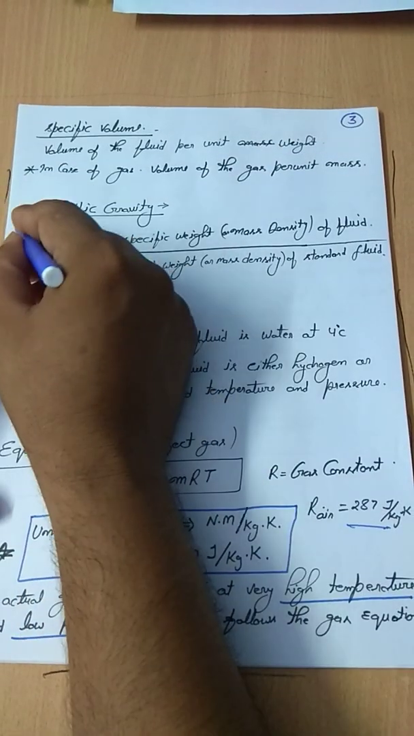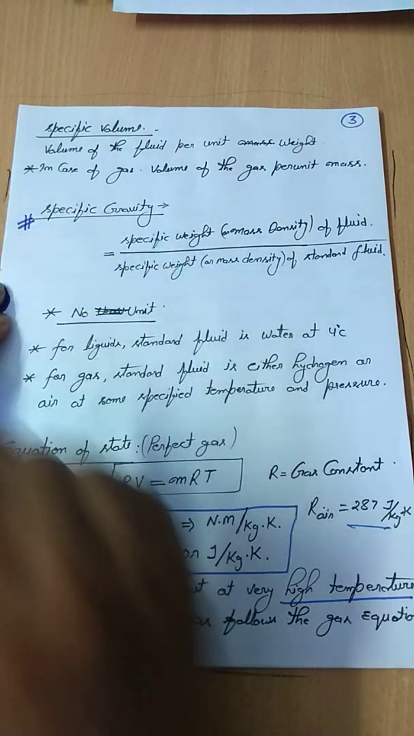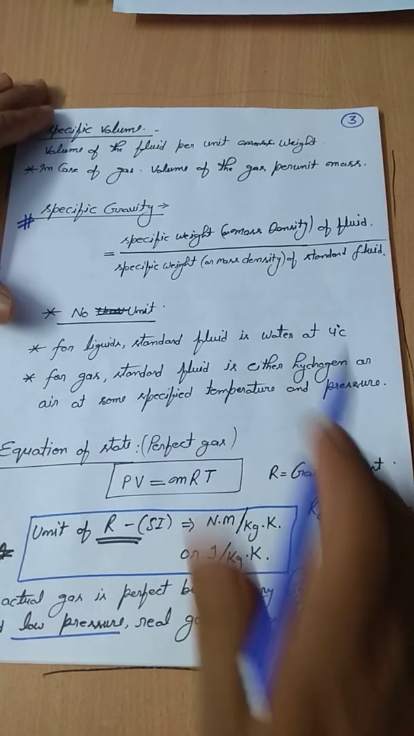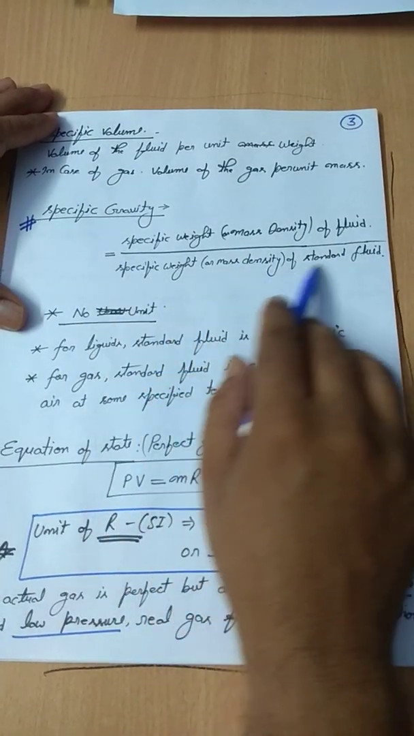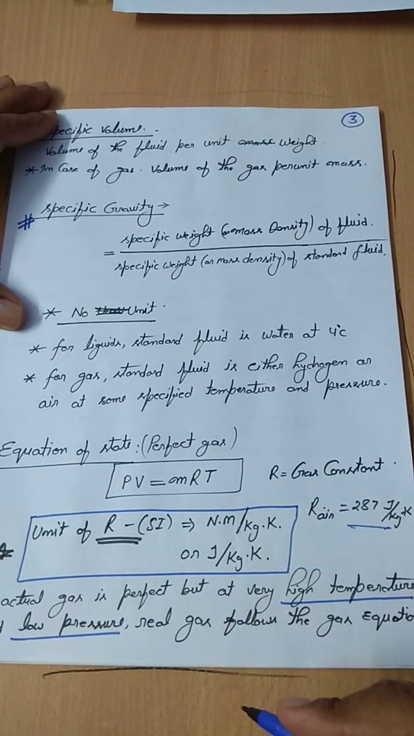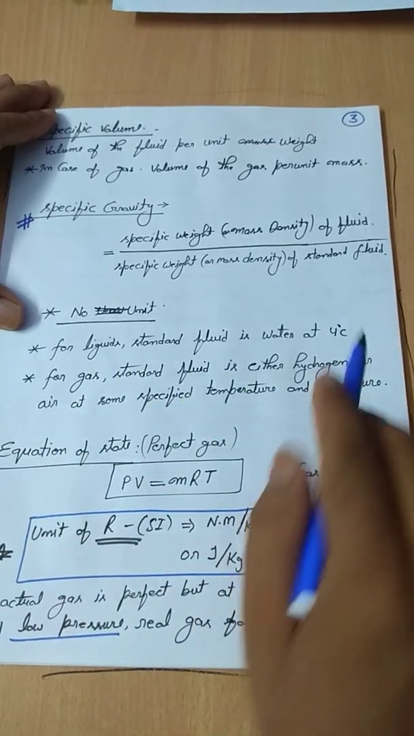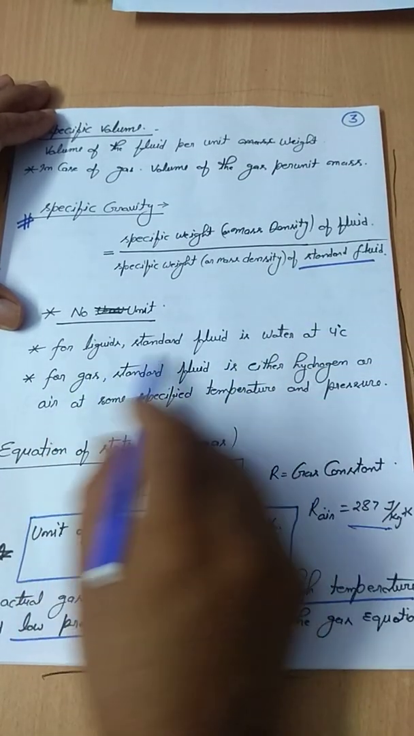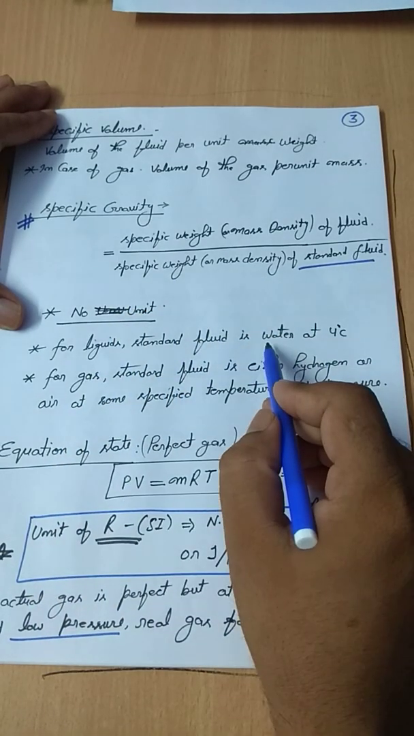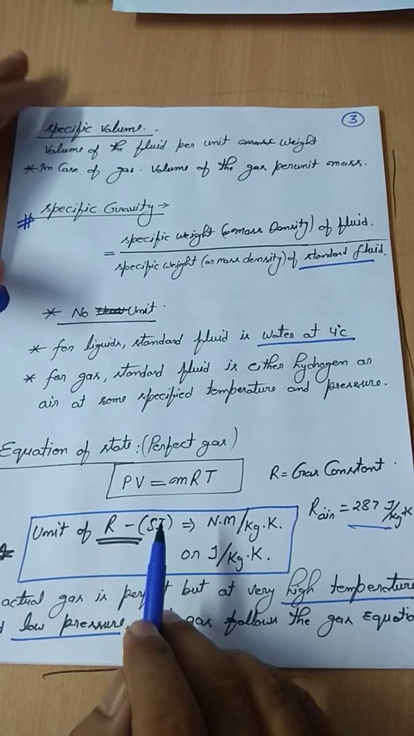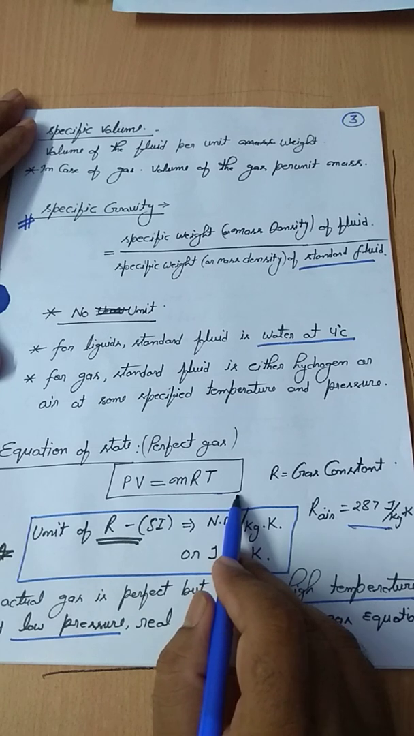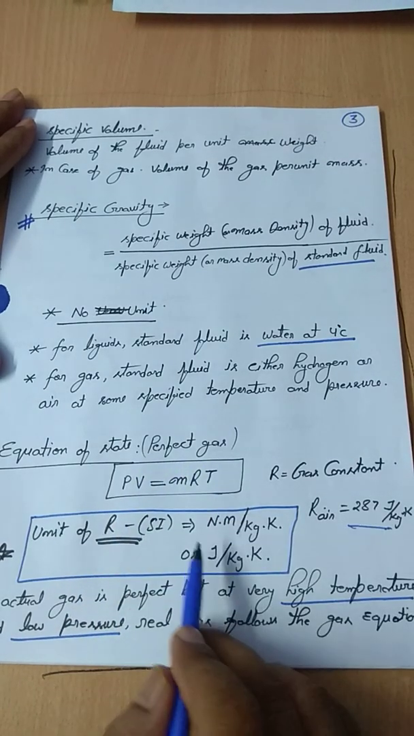Okay, next term, a very important term from the examination point of view: the specific gravity. Specific gravity is nothing but the ratio of the density of a fluid with respect to the density of a standard fluid. Here in fluid mechanics, for calculation purposes, we take the standard fluid as water, with its density measured at 4 degrees centigrade. Okay, this is a GATE equation. I hope you are well aware of this perfect gas equation of state.